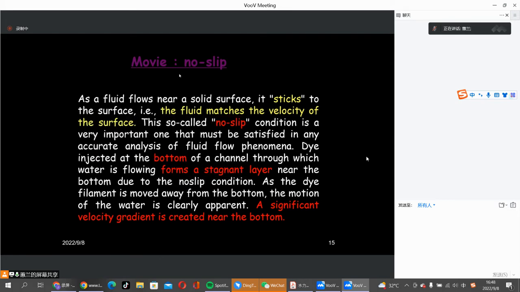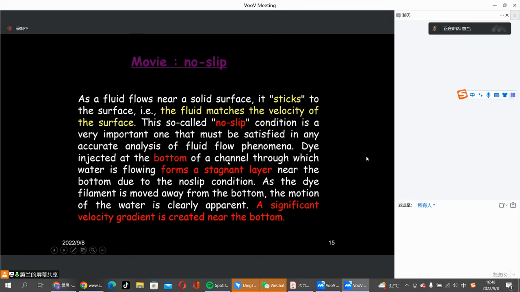You should always keep in mind that real fluid will have the same velocity as the solid boundary it contacts. Okay, this is a dye experiment.